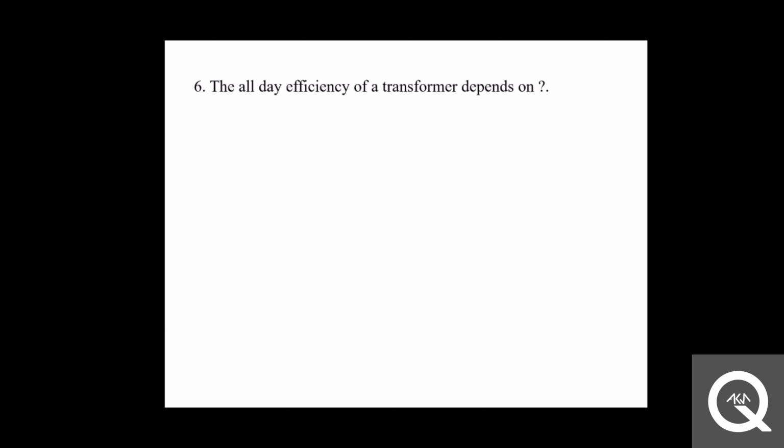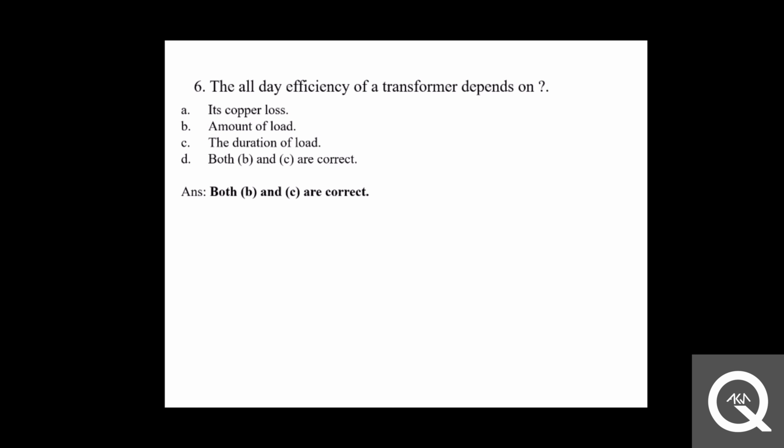Next question. The all-day efficiency of a transformer depends on. Options are its copper loss, option B amount of load, option C duration of load, option D both B and C are correct. The answer is both B and C are correct.